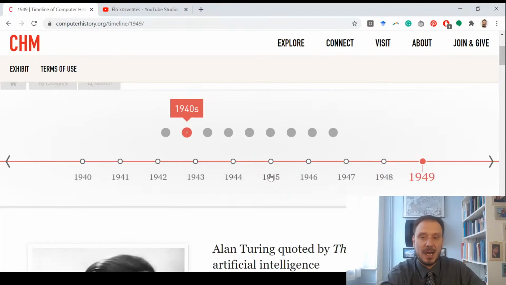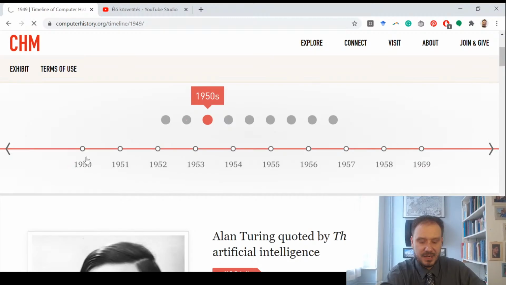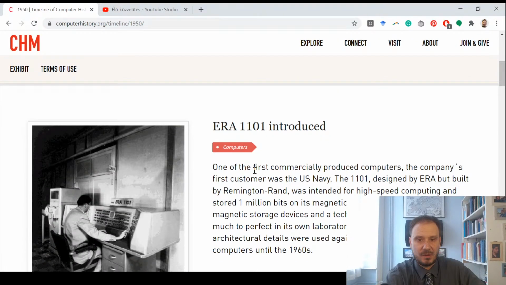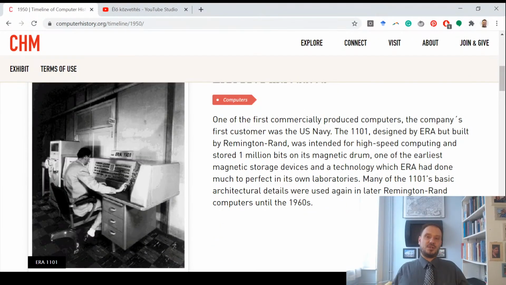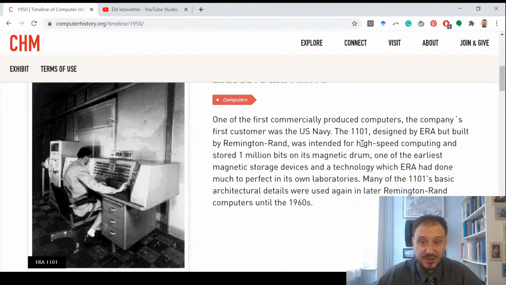We are moving to the 50s now, 1950. One of the first commercially produced computers which could fit on a desk. Here we can see a quite massive desk where the computer is held. It was the 1101, and it stored 1 million bits on its magnetic drum.